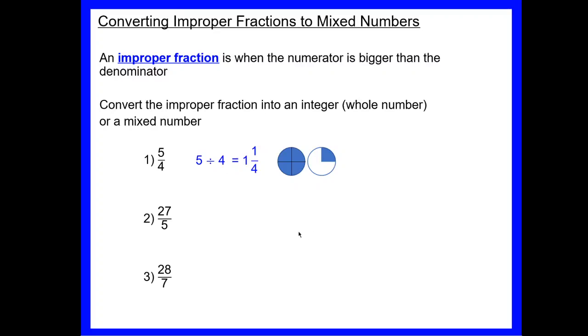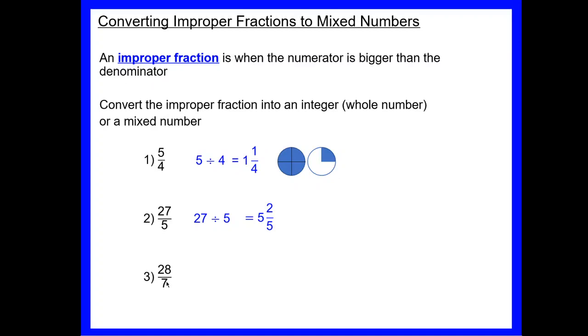All right, let's try the next one then. So we need to do 27 divided by 5. That means we're going to see how many 5s I can fit into 27. If I count up in 5s, I can fit 5 whole 5s into 27 with 2 remainder. So I get a 5 as a whole number. My remainder is my numerator, and that goes back over my denominator, which in this case was also 5. So I get 5 and 2/5.